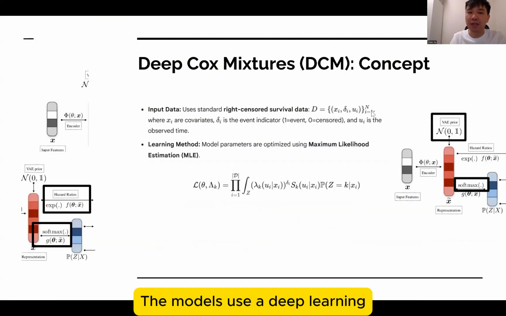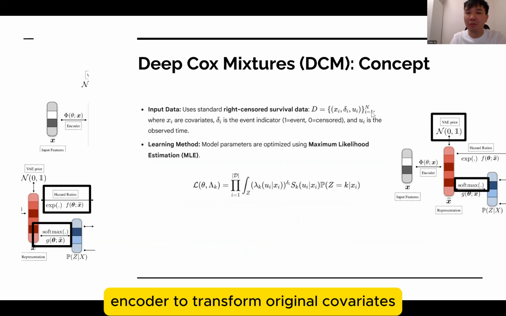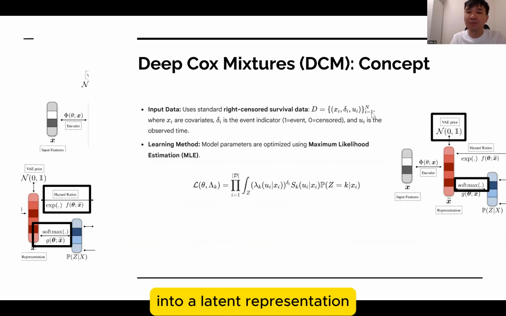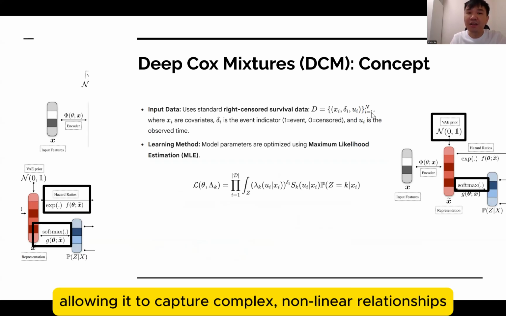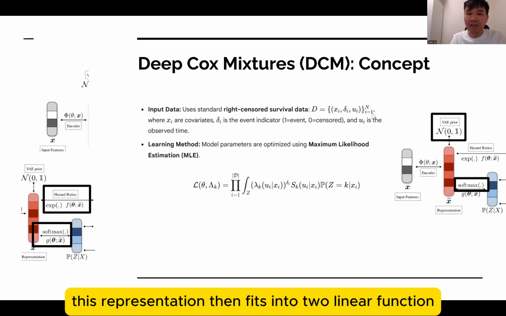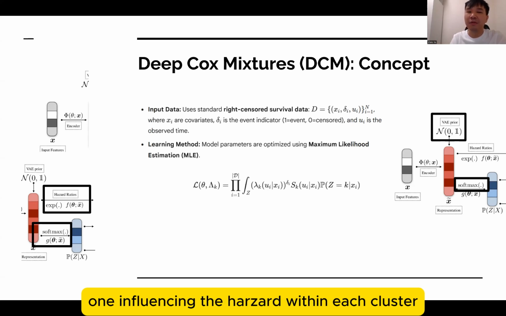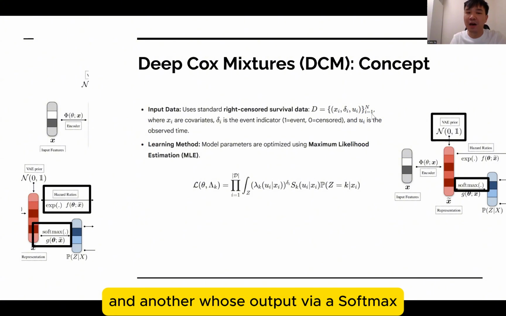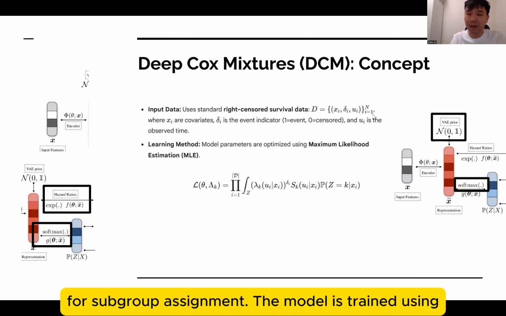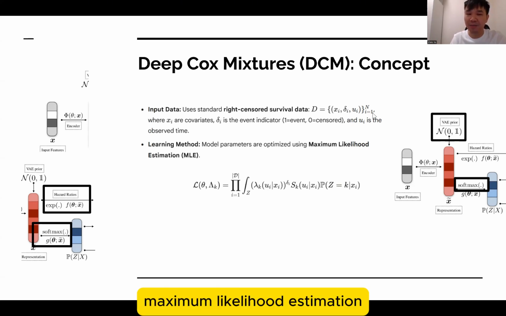The model uses a deep learning encoder to transform original covariates into a latent representation, allowing it to capture complex nonlinear relationships. This representation then feeds into two linear functions, one influencing the hazard within each cluster and another whose output, through a softmax, determines the mixture probabilities for subgroup assignment. The model is trained using maximum likelihood estimation.